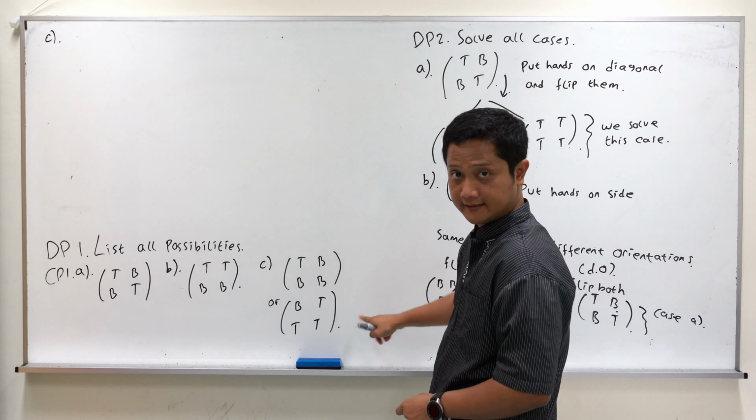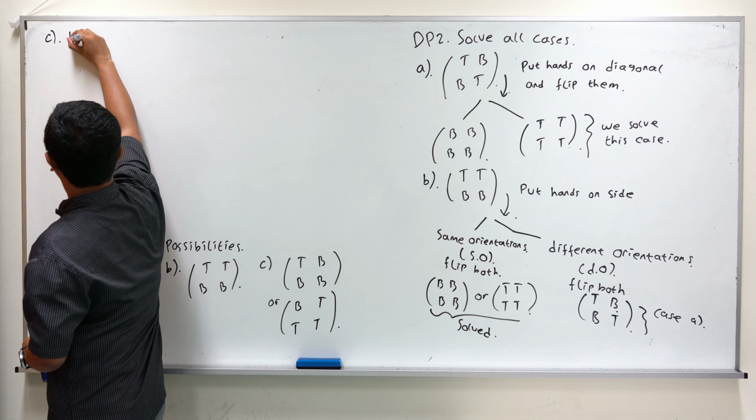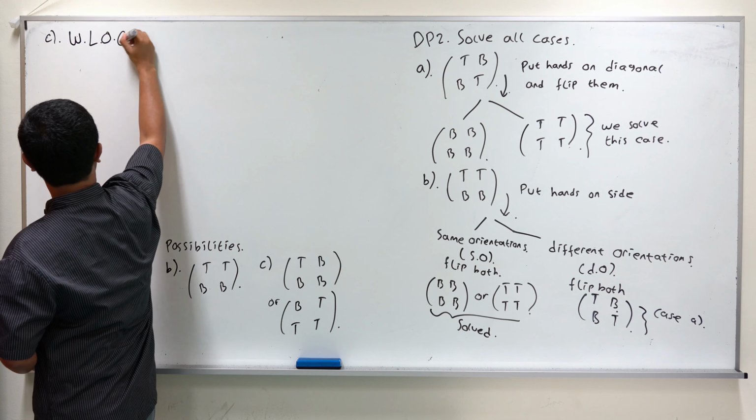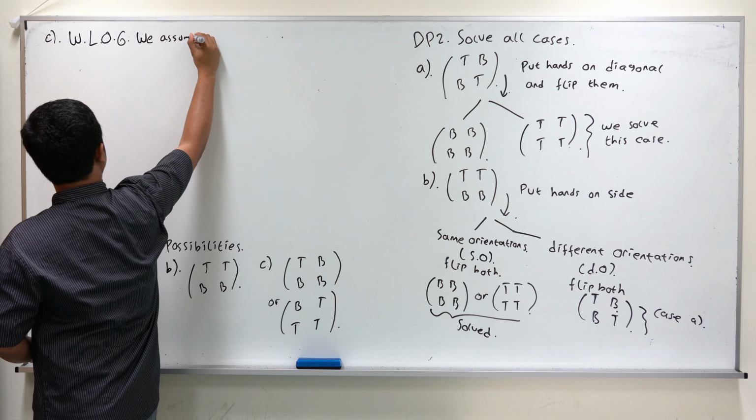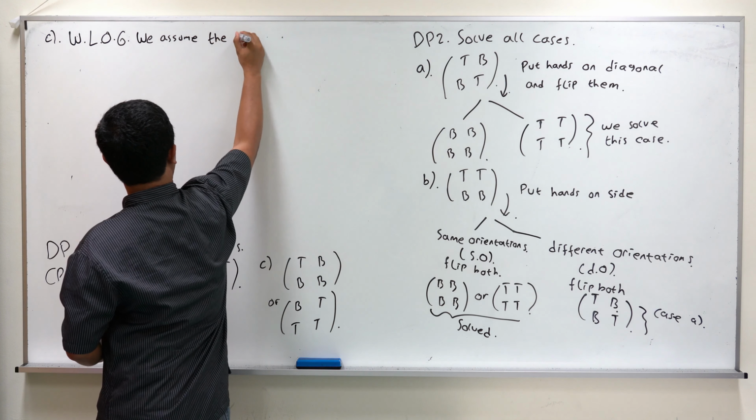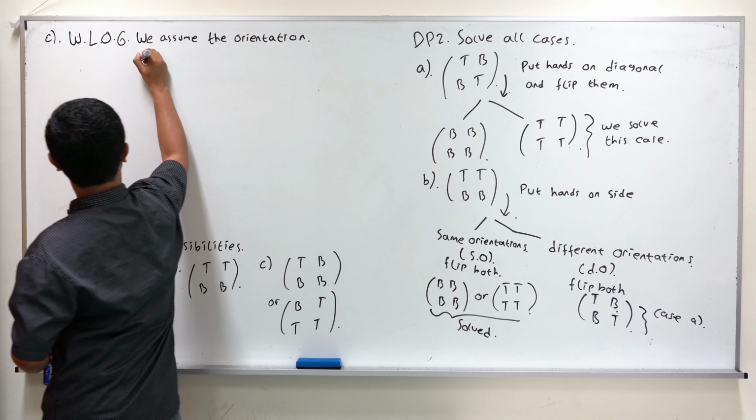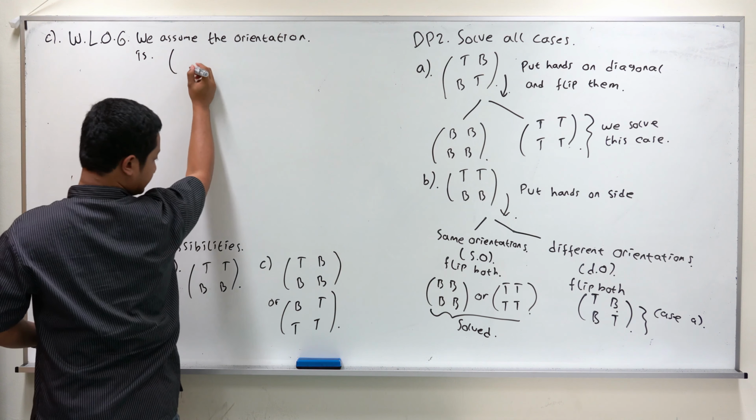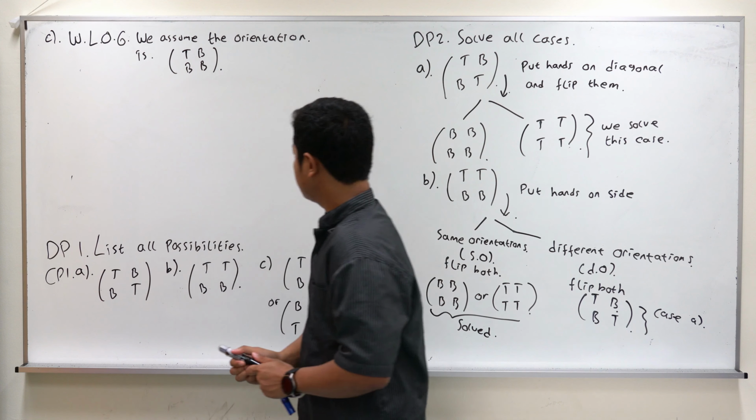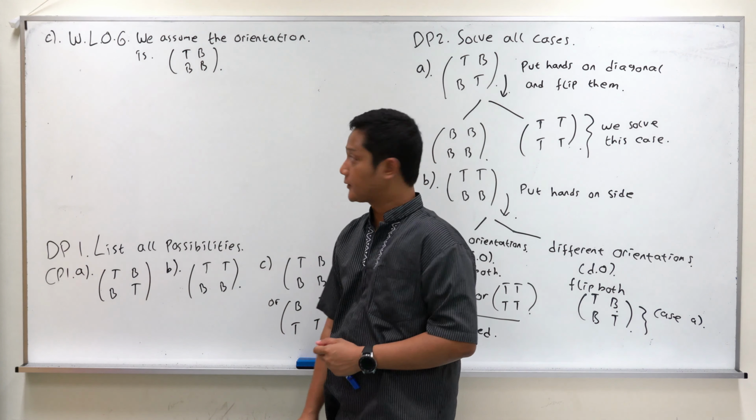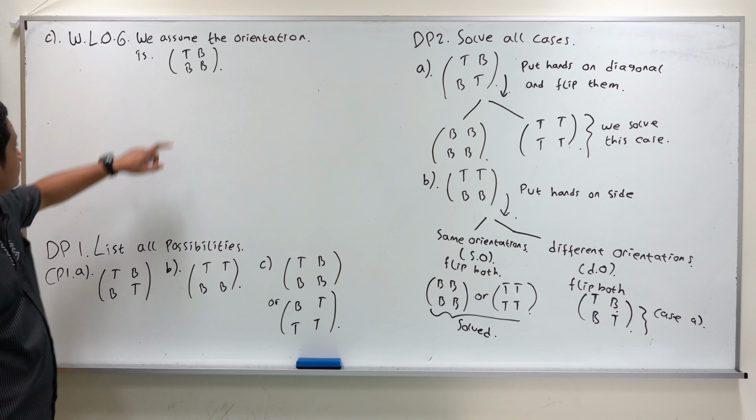Since they are similar, we only solve one of them. Without loss of generality, we assume the orientation is this one, TBBB. Okay, now what do we have from here? What do we have to do? TBBB.